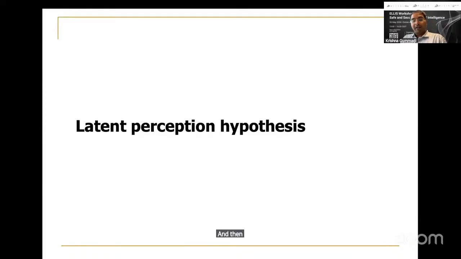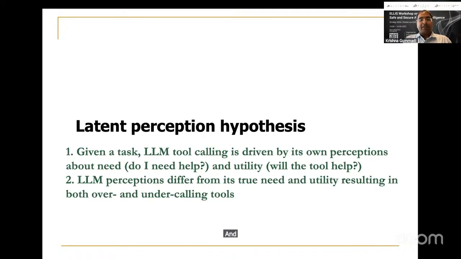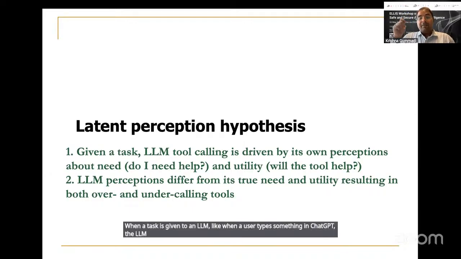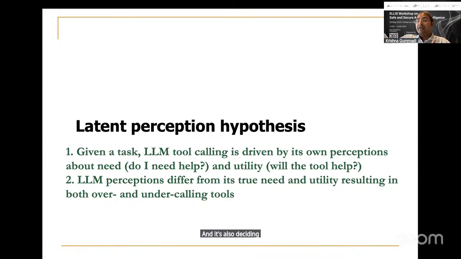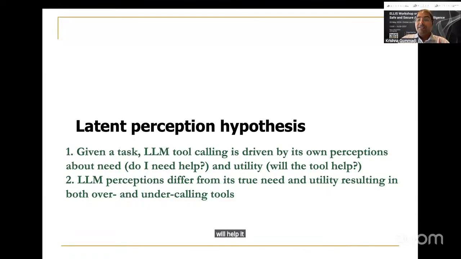And then in this context, we have another hypothesis, which we call the latent perception hypothesis. What we mean by this specifically is when a task is given to an LLM, like when a user types something in ChatGPT, the LLM is deciding whether or not it needs help with solving the task. And it's also deciding, if it needs help, whether a particular tool that it is going to call will help it with answering it better. These are judgments that the language model has to make.